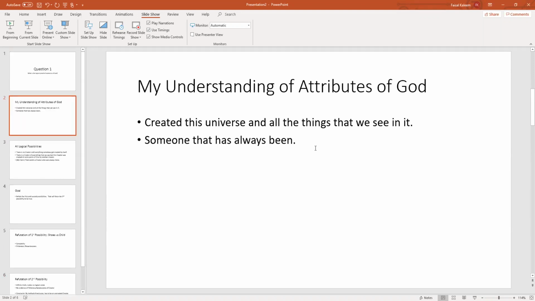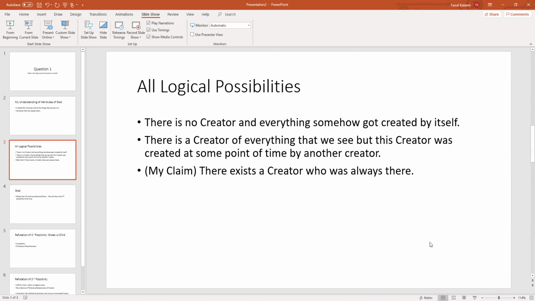So the first attribute that I'm going to defend is that God is someone who created this universe and all the things that we see in it. And the second is that God is someone who has always been there. Okay, so the way I should be proving the existence of God with these two attributes is by considering the following three logical possibilities.